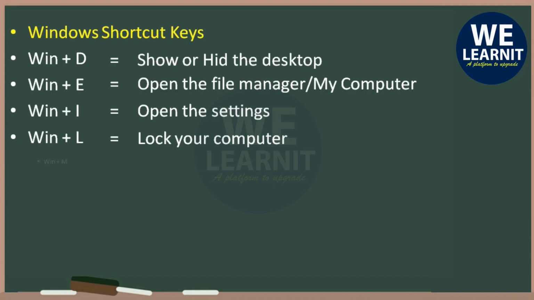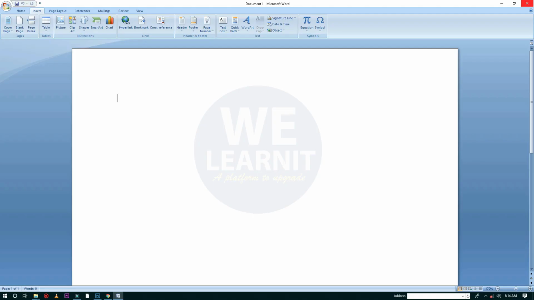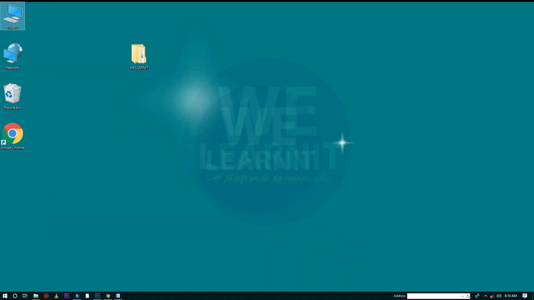So the next key is Windows M. These keys are used to minimize all windows. So let's see its practical. So now you can see that the Microsoft Word document is open. The file is open. So I want to minimize it. So rather than going to this minimize icon and clicking on that, I just press Windows M on my keyboard. So you can see it gets automatically minimized.